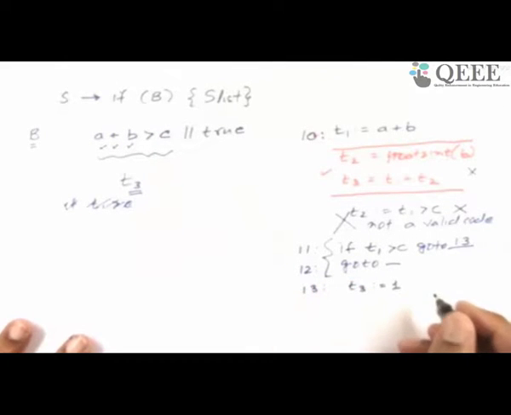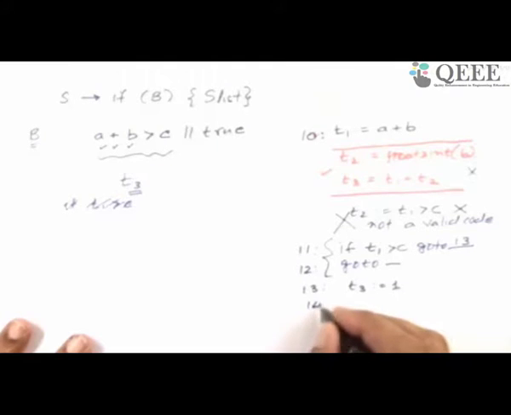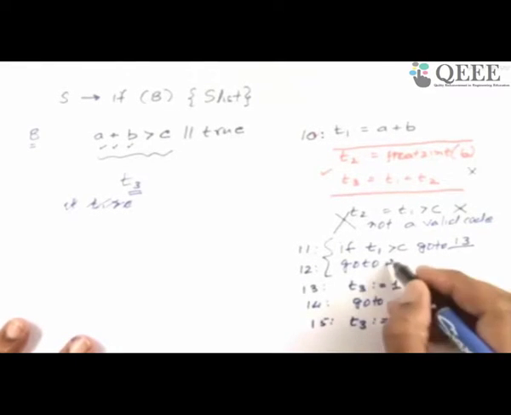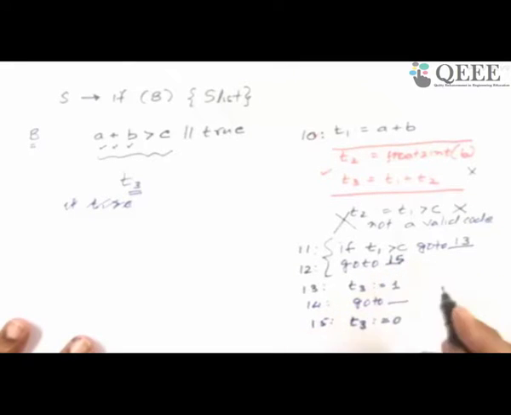What if it is not? So in 14 I will issue out another go to, to skip the next statement. Why do I want to skip the next statement? In 15, I assign T3 as false and I link this to this. So if T1 is not greater than C, set T3 to 0. And this go to goes to 16.